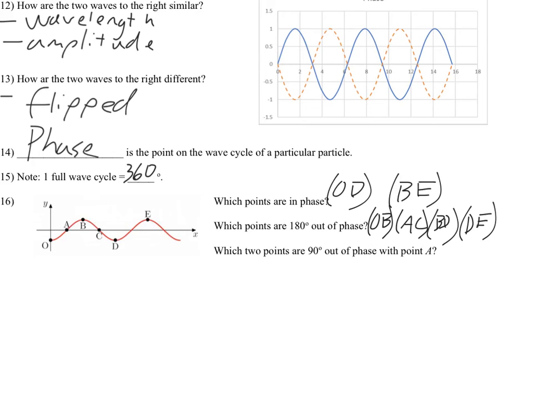Now which two points are 90 degrees out of phase with point A? So 90 degrees out of phase is a quarter of a wave cycle. So the 2 points a quarter of a wave away from A are point O and point B.